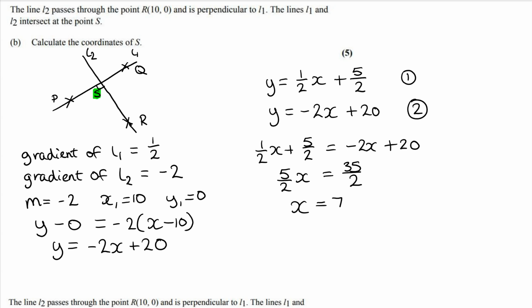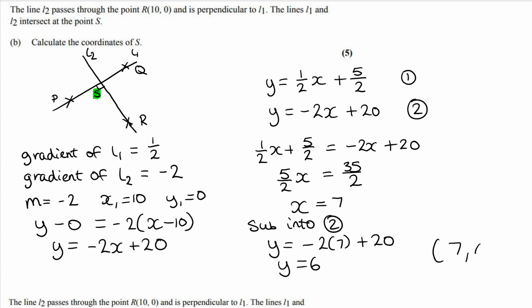Sub x equals 7 back into either equation. I'm just going to pick the second one. So I'm going to sub into equation 2, to find the y coordinate. So hopefully this shouldn't be anything new to you. It's just solving a pair of linear simultaneous equations. And finally I get this point of (7, 6).